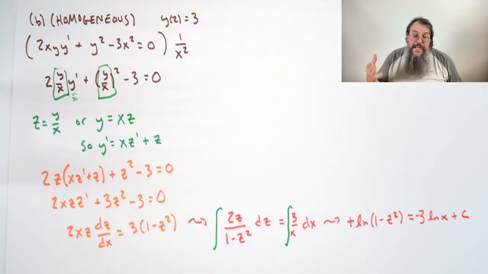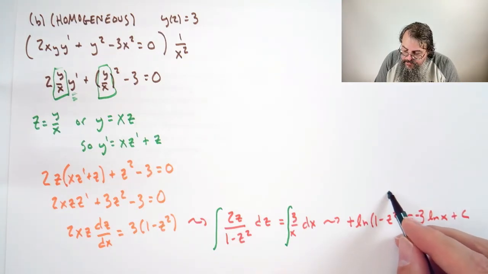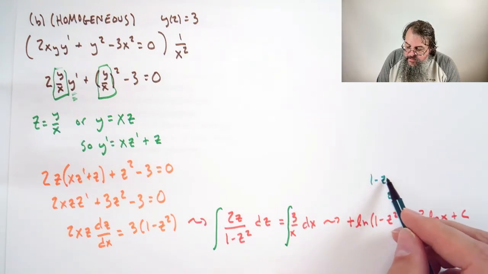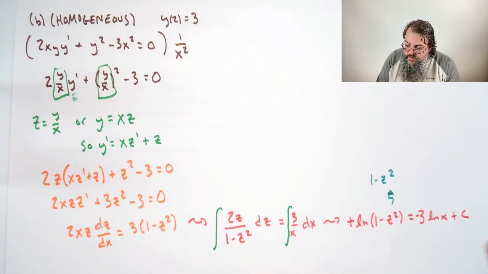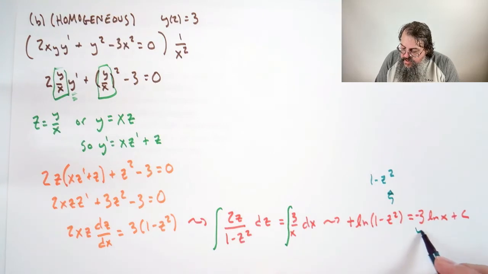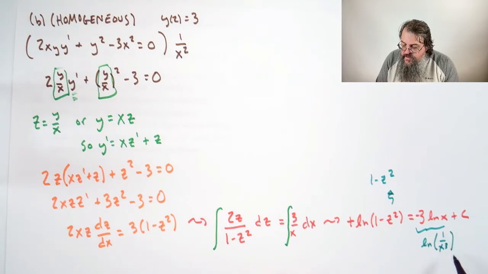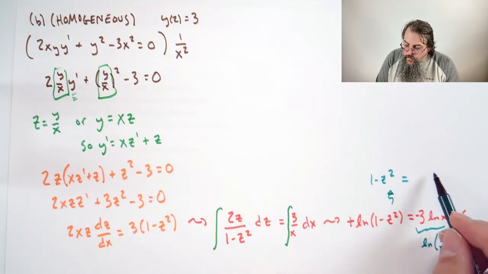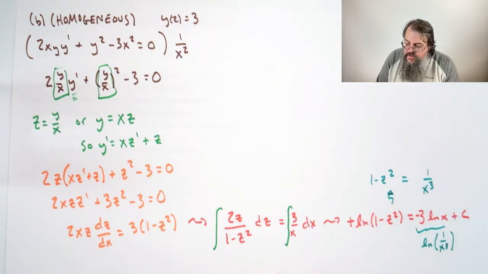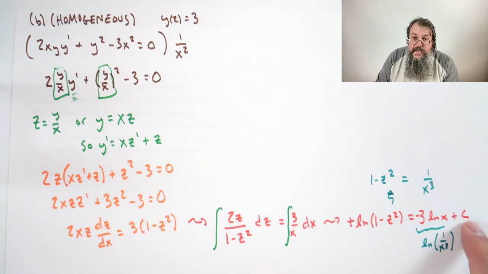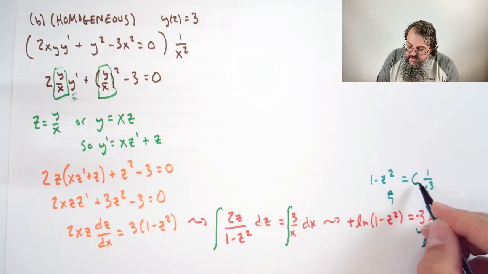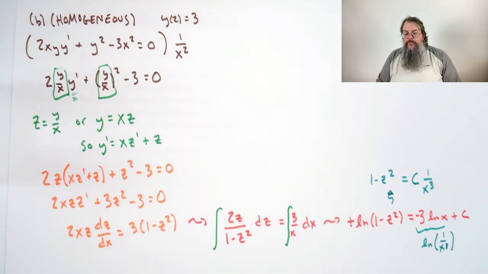Raise both sides, e to that power. And what will we get? Well, we're going to get that 1 minus z squared is equal to, now here, this part is the same as log of x to the minus 3, which is 1 over x cubed. So that would be 1 over x cubed. And then you get that e to the c is just some constant c. All right. Well, we're getting close here.